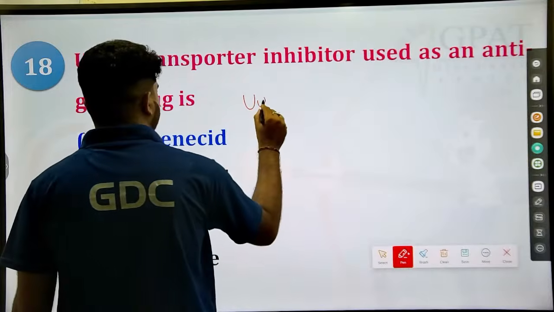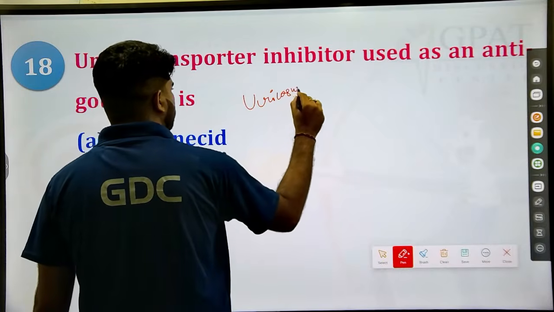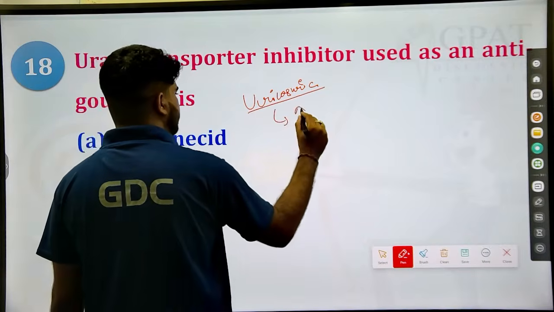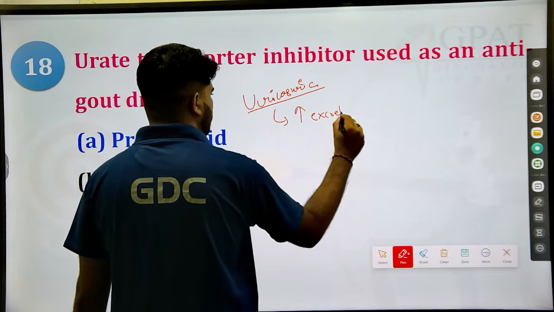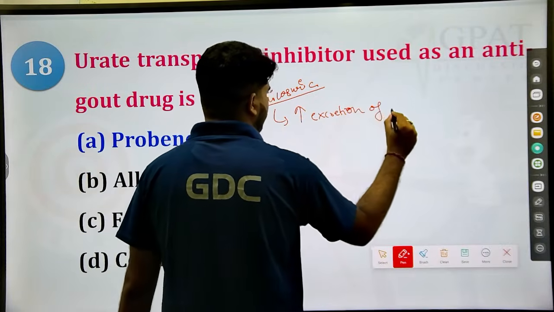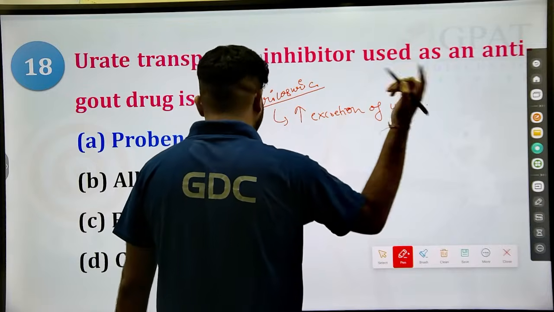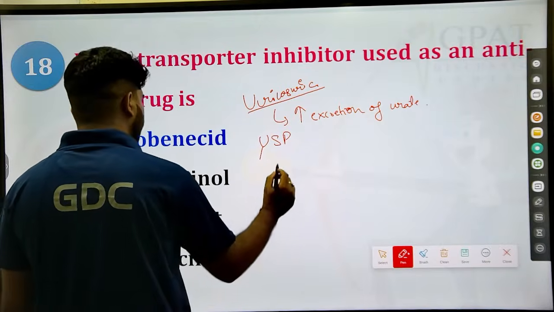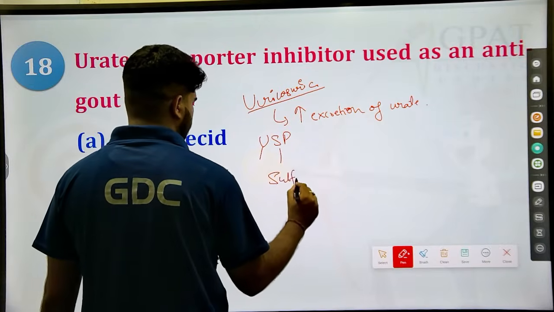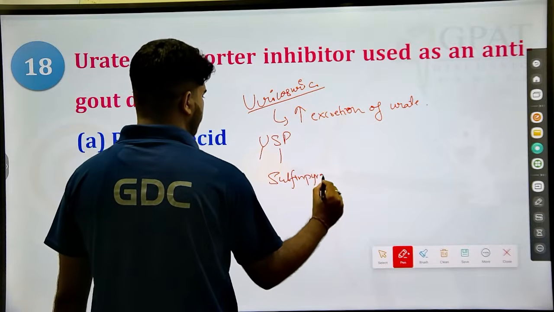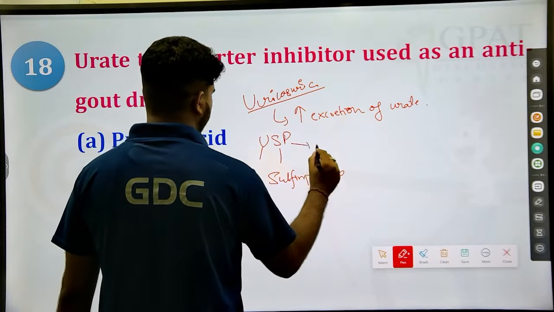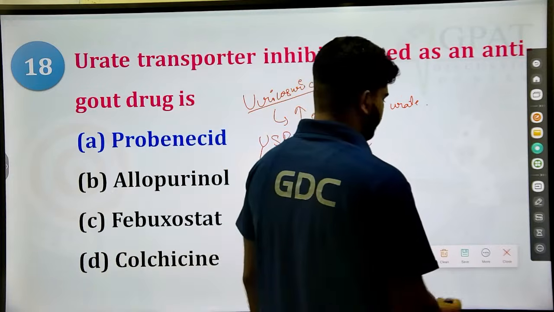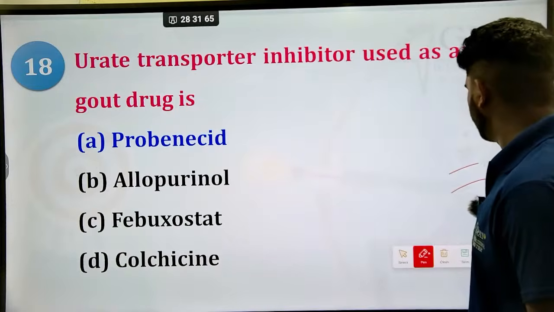Uricosuric in nature, and uricosuric means increasing the excretion of urate molecules from the body. And the trick to remember that is USP. U for uricosuric, S for sulfinpyrazone, and P for probenecid. So remember this one.